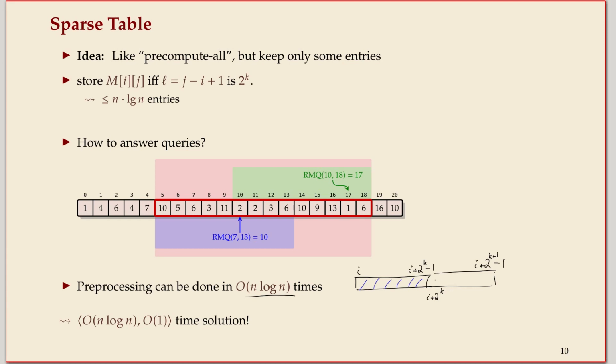And if you compute the table with increasing k, you can use the two previously computed parts, compare the minima wherever they were, and the smaller of those two is the minimum in the entire range. So again, every entry can be filled in constant time by looking up two previous solutions and comparing the minima at these positions. So that gives us a solution with constant query time and n log n pre-processing time.